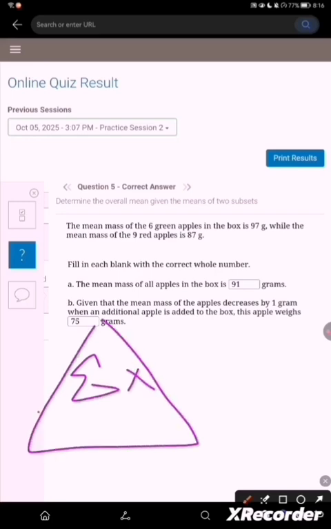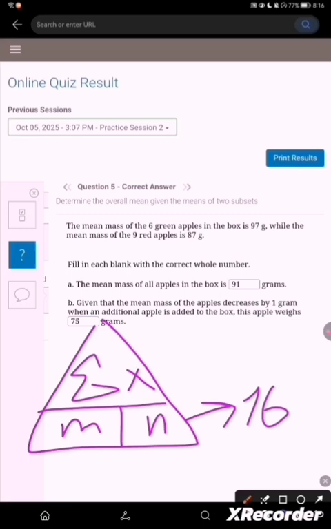So alpha x m n. We found out that there's an extra apple and now there are 16 apples. They told you the mean mass of the apples decreases by 1 gram, so instead of 91 grams, it's going to be 90 grams. To find the additional apple's mass, all you have to do is find the total weight of the apples and then subtract the original weight that we have, okay?